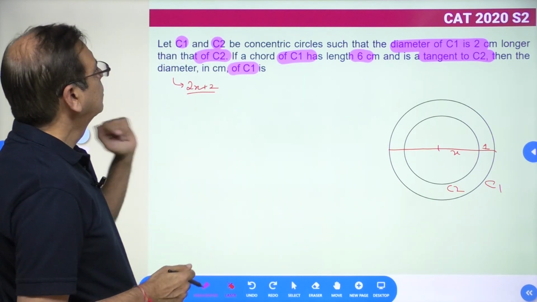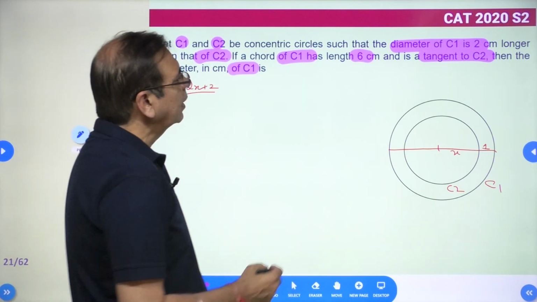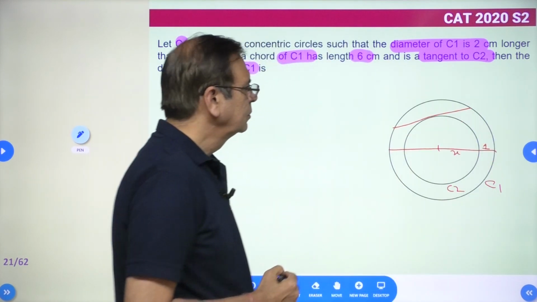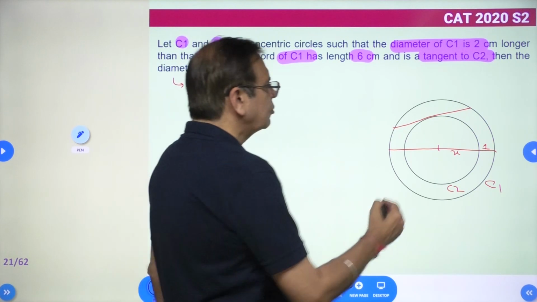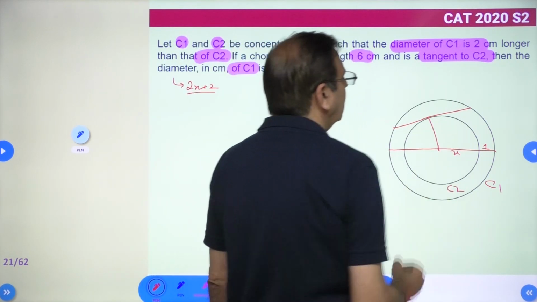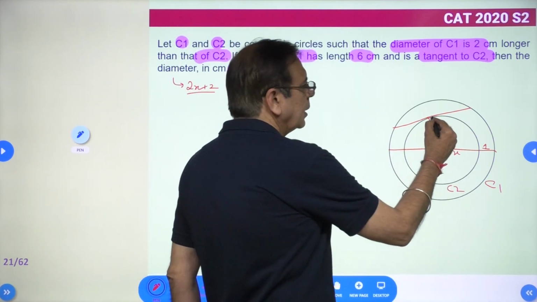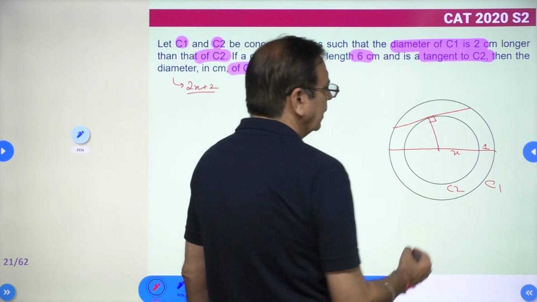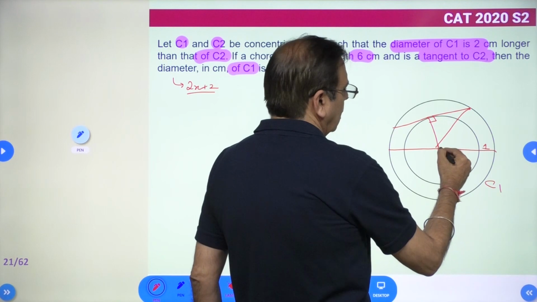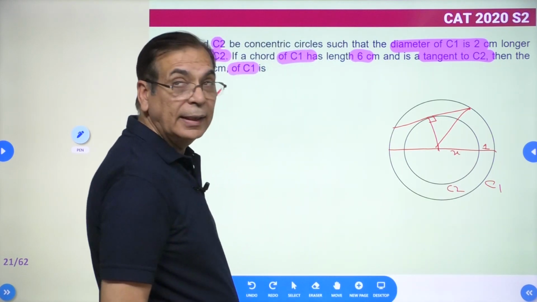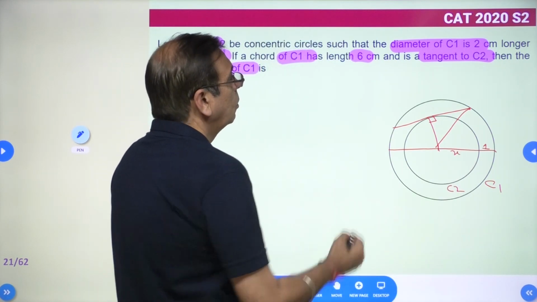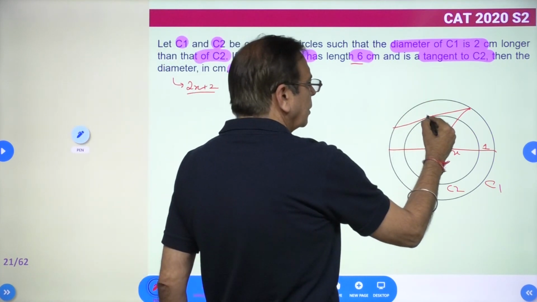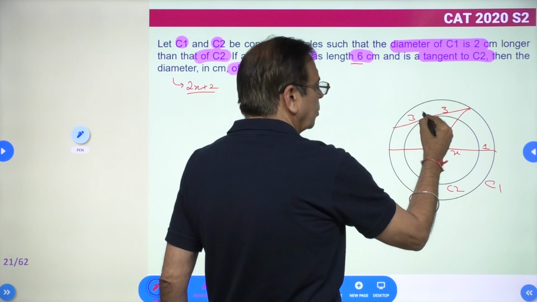Now, a chord of C1 has a length of 6 centimeters and is tangent to C2. Let's draw a chord, what difference does it make? This is the chord of C1. It is tangential to C2. And this is going to be 90 degrees. So, is this not a right angle triangle? The length of this chord is 6 centimeters, which means this should be 3 and this should be 3.